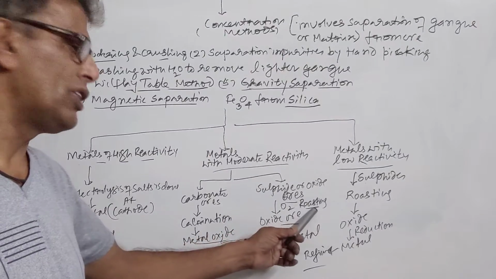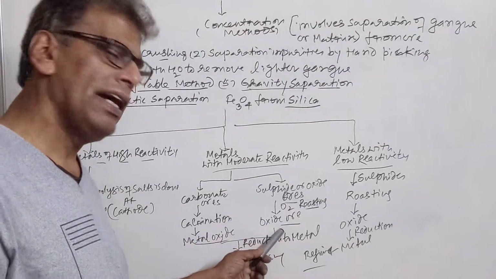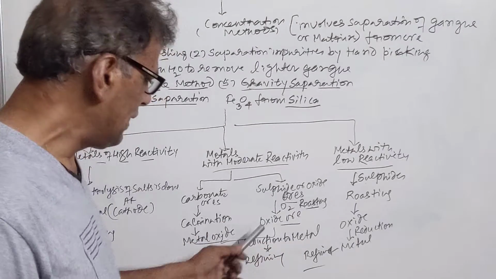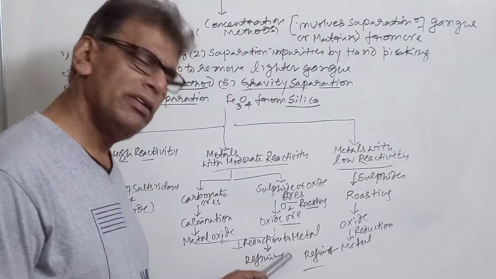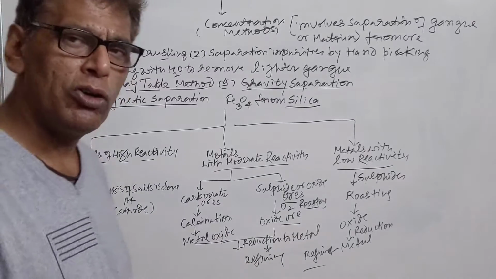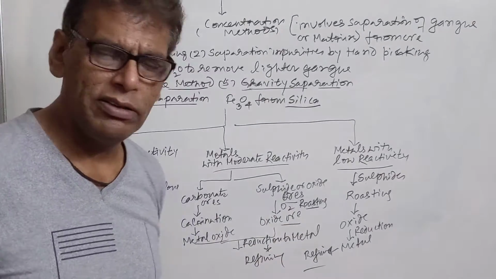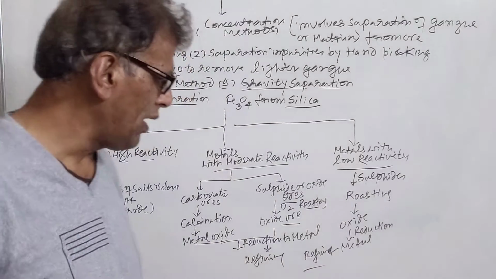Sulfide ores are roasted, heated in excess of oxygen, where metal sulfides get converted into oxide ores. These oxides are subjected to reduction to metal. Reduction can be done by carbon, by carbon monoxide, or by other metals, and after reduction we get the metal which is subjected to refining.